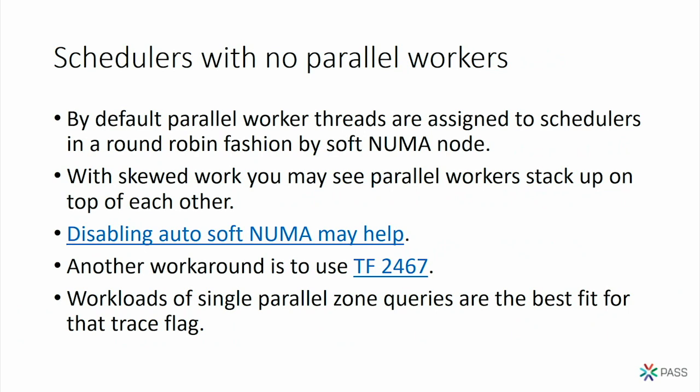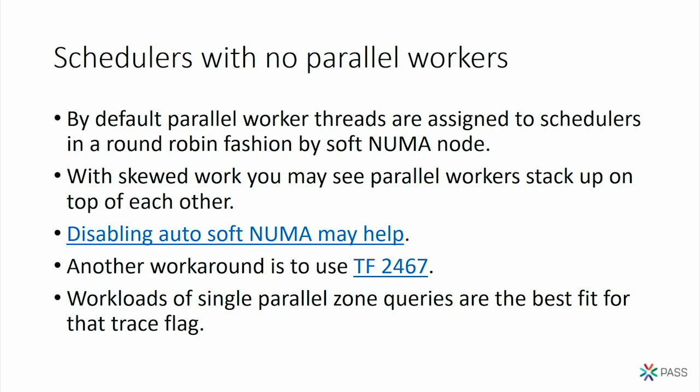If you want to be as scalable as possible, you want to use each and every CPU, you need to be doing useful work. The allocation strategy for parallel workers is very simple. It's round robin by soft NUMA node. So there are some patterns of work where you can see schedulers doing nothing and schedulers doubled up and tripled up.